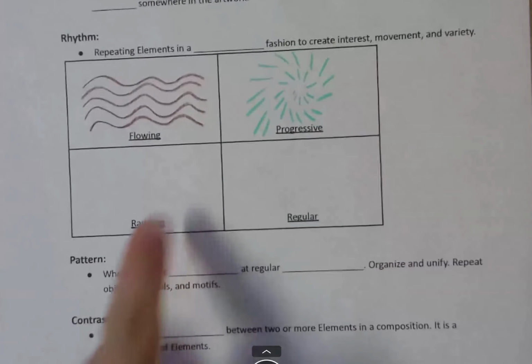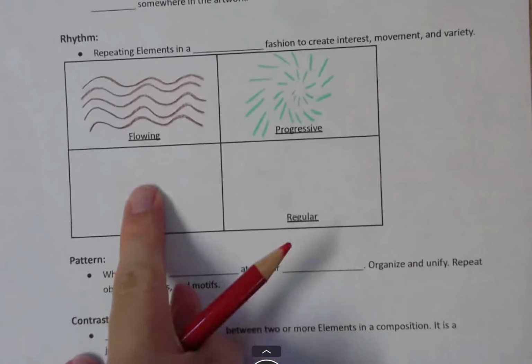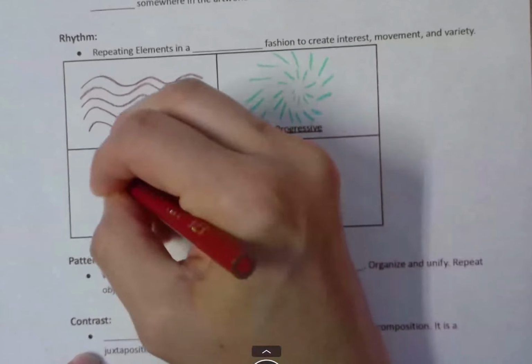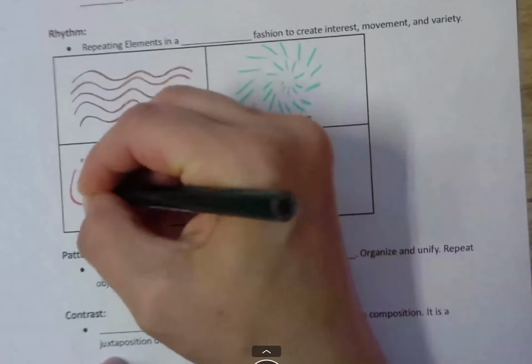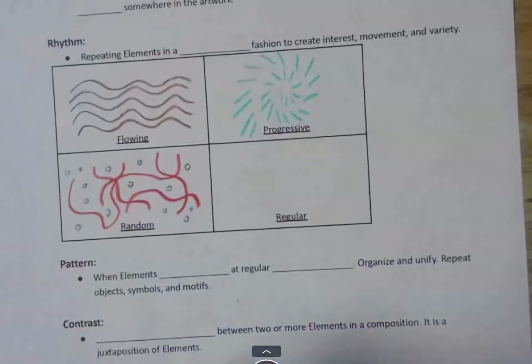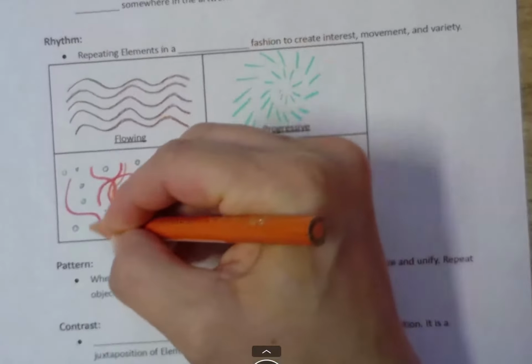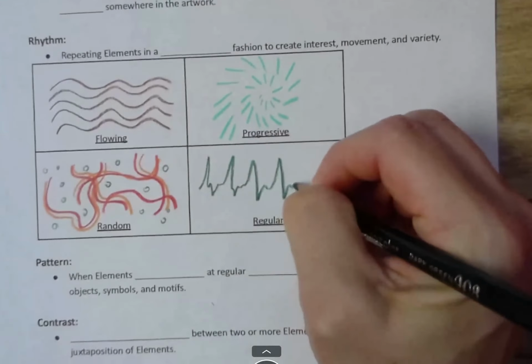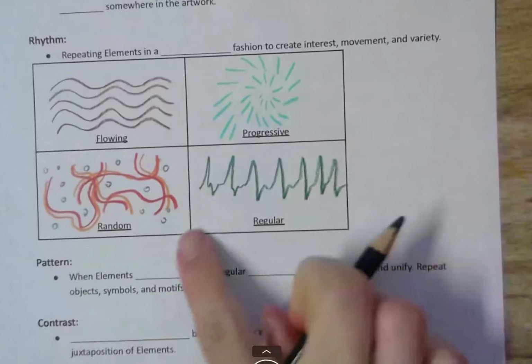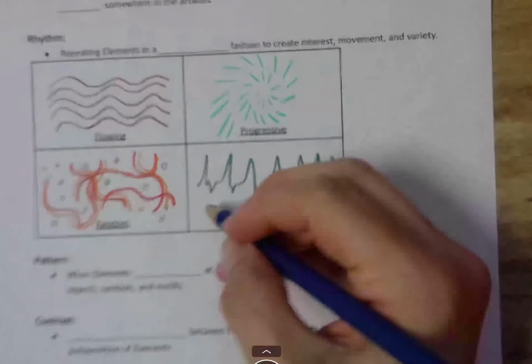That's progressive rhythm. Random rhythm is a little harder to explain, but it just means there are things moving everywhere. Things are kind of random, but there's still a sense of visual movement. Regular rhythm. Think of a heartbeat. So something's repeating in a regular fashion.